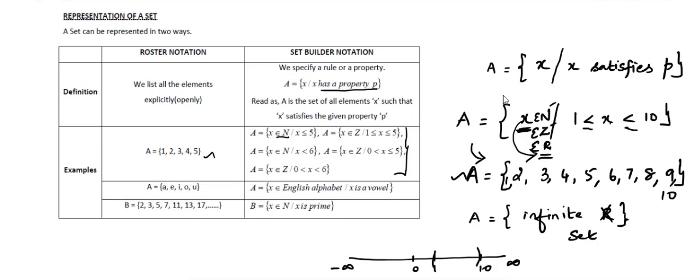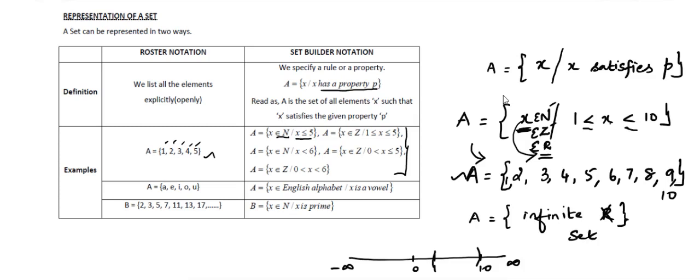See, for example, I am clearly mentioning x belongs to natural numbers. Natural number starts from 1, right? And this is the property here. What is the property? x less than or equal to 5. x less than or equal to 5 means, since natural numbers start from 1, the only option is I will start from 1, 2, 3, 4, 5. I should stop at 5. Why? Because here the condition is less than or equal to 5. Why am I starting at 1? Since the natural number starts at 1.